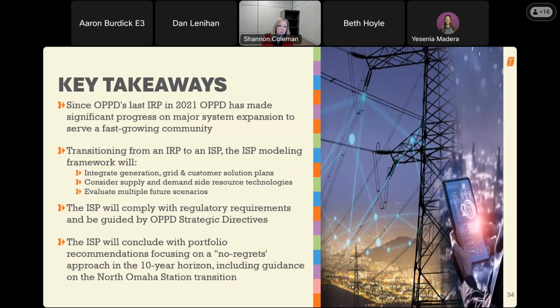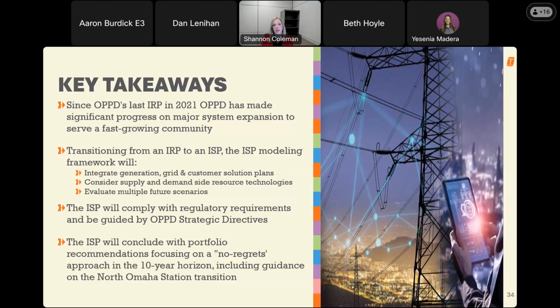This integrated system plan will enable better planning for the system as a whole. We'll be able to more comprehensively integrate generation planning, transmission and distribution grid planning, and customer solution planning. We'll be evaluating supply side and demand side options side by side, and the model will ultimately tell us for each type of resource how much to add and in what year to serve future load and future conditions. That evaluation will center around affordability, reliability, and environmental impact. And because we know future conditions are unpredictable, we'll be defining and modeling multiple future scenarios.